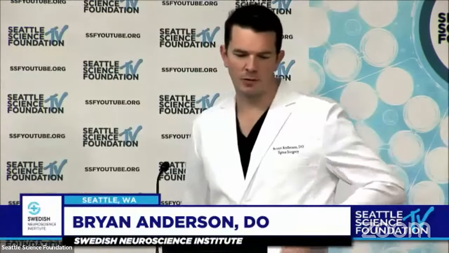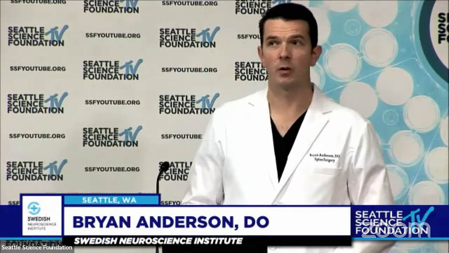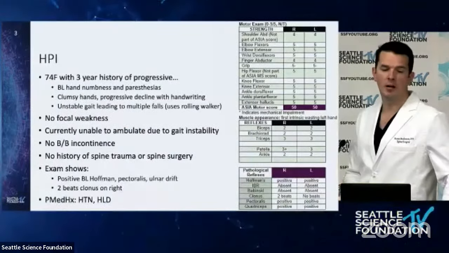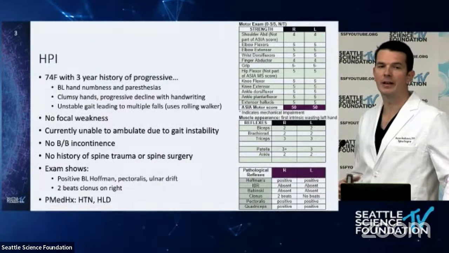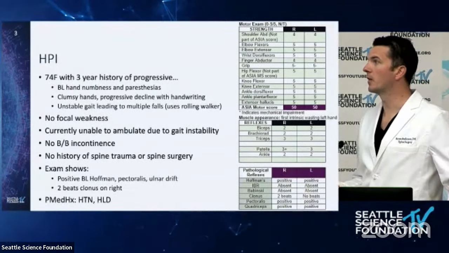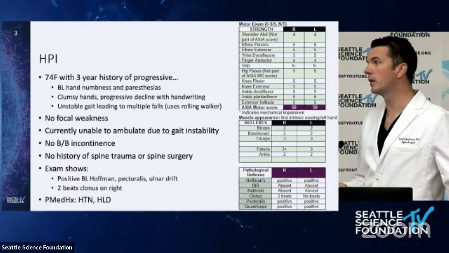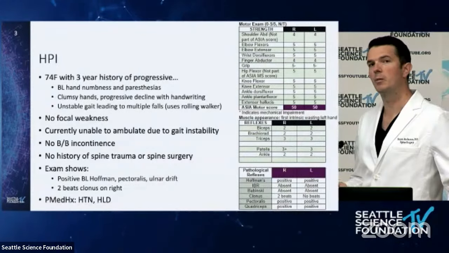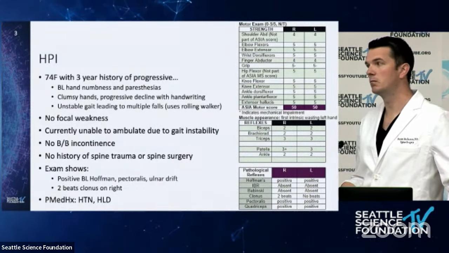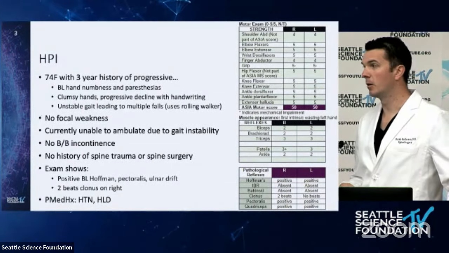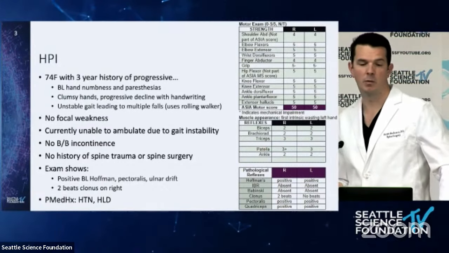Yeah, good morning. I don't have any disclosures. I'm going to present a patient very quickly. She's a 74-year-old female with a 3-year history of progressive decline in her gait and her hand dexterity, also with sensation changes in her upper extremities. No focal weakness, but she does have this gait instability, which is really what brought her into the clinic. No history of spine trauma or surgery. On exam, she has multiple long track signs, and her past medical history is really not significant.